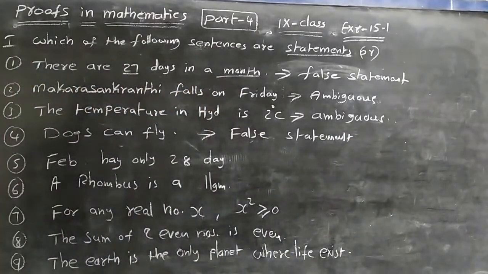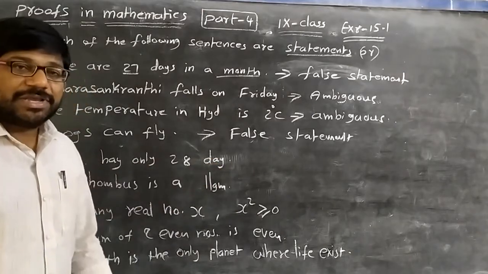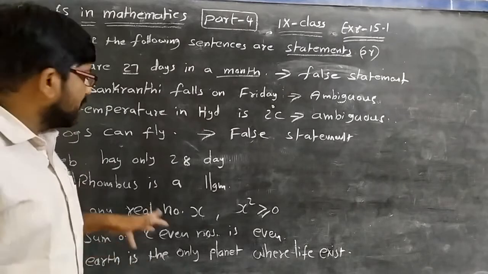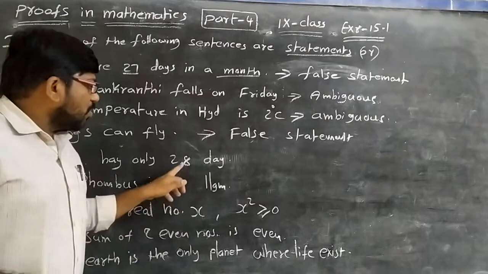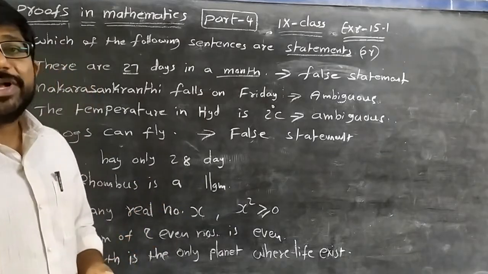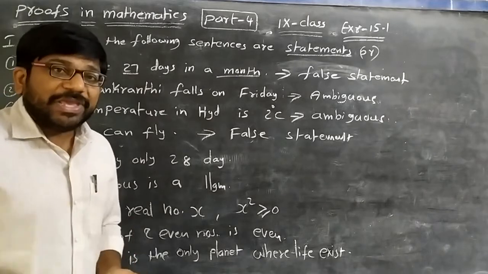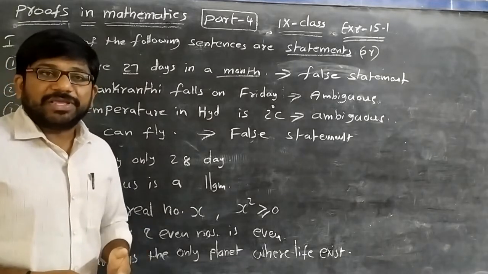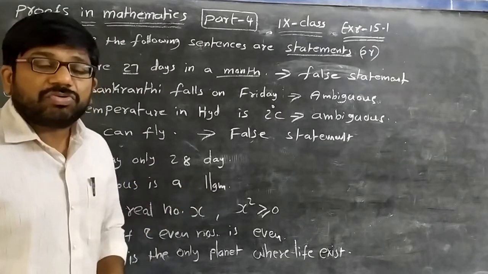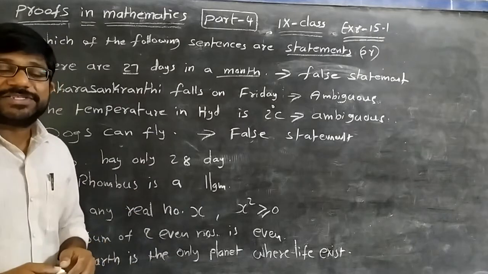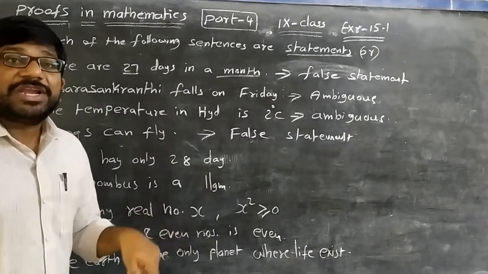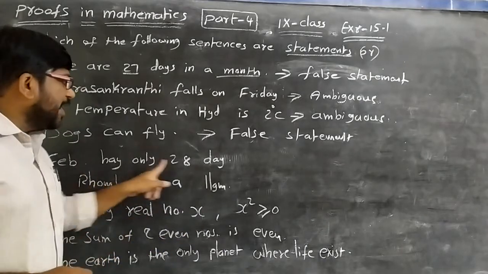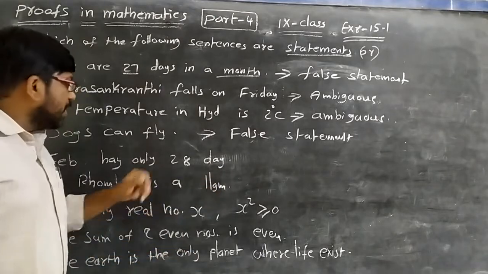Next, the fifth one. February has only 28 days. The given condition says February has only 28 days. In a general year there are 28 days in February, but in a leap year there are 29 days. Here they say only 28 days, so we can decide it is false. It holds only in a general year, but in a leap year there are 29 days. So it is a false statement.